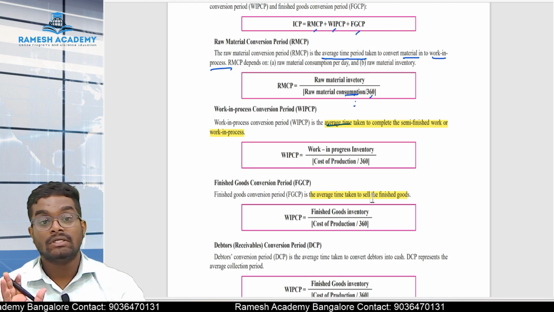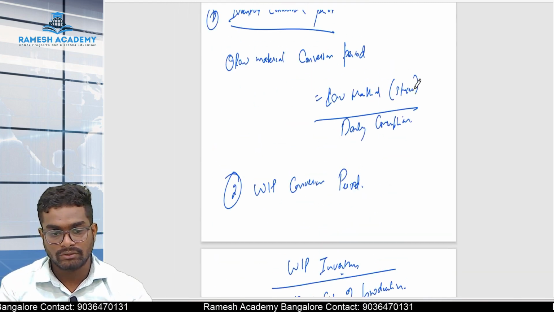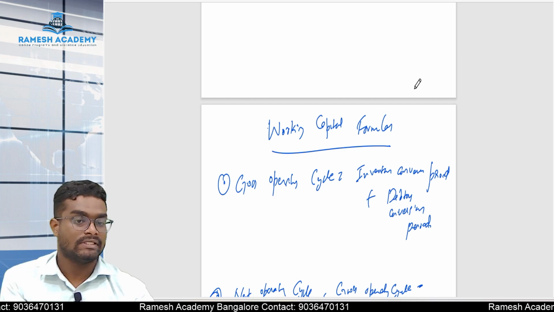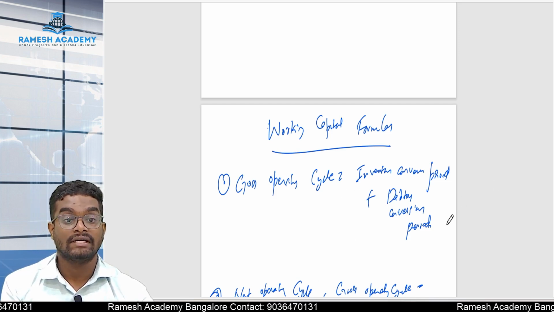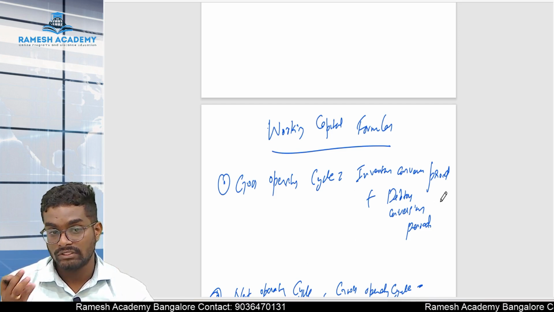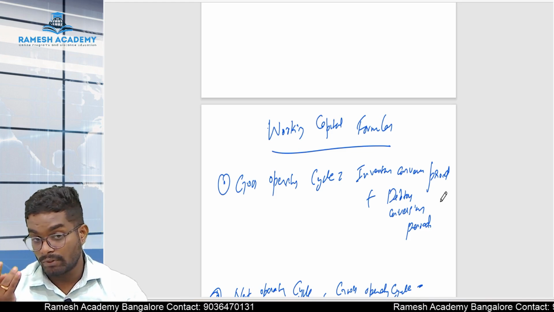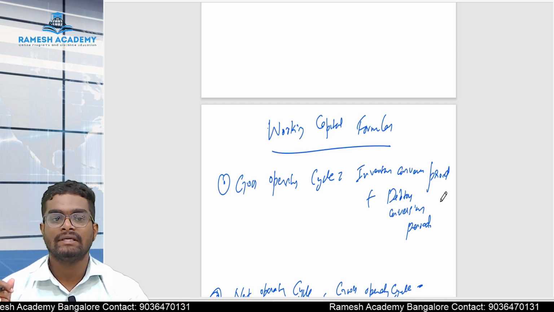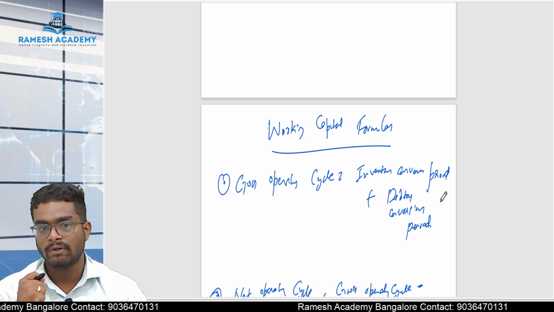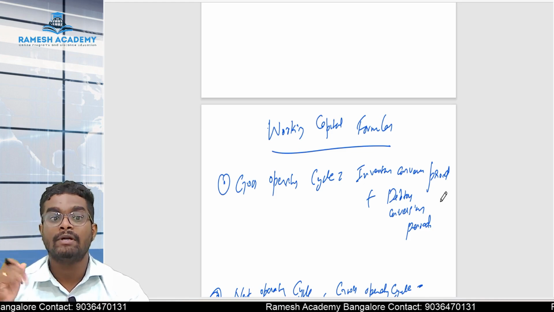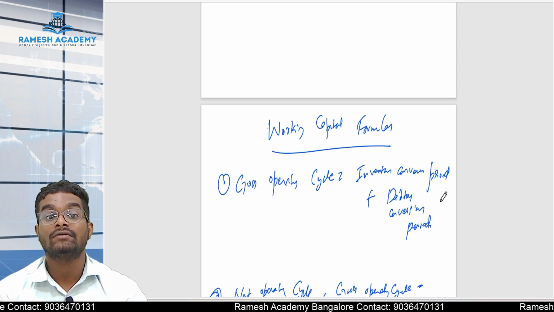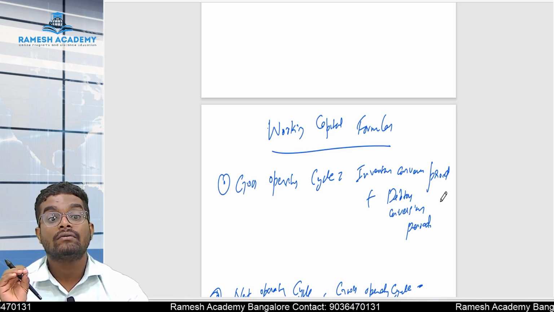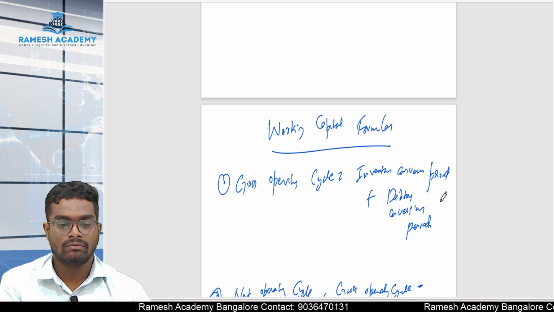Okay. So completed. So in the first one, the gross operating cycle, add inventory conversion period plus debtor conversion period. So now we have calculated inventory. So what is that? Raw material, work in progress and finished goods. What is raw material? Raw material inventory divided by the daily consumption. What is work in progress? Work in progress inventory divided by the cost of production. And in case of finished goods, finished goods inventory divided by the cost of production. Okay.